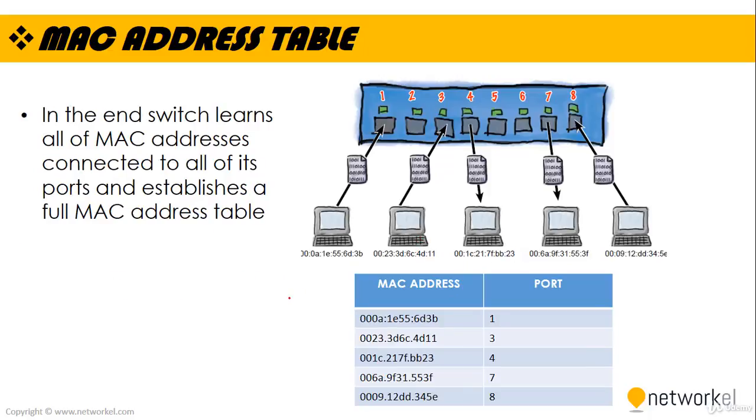In the end of the day, the switch learns all of the MAC addresses connected to all of its ports and establishes a full MAC address table, as you can see in here. It says that on my first port I have this MAC address, on my third port I have this MAC address, on my fourth this, seventh this, and eighth this. From now on, if this PC5 wants to communicate with PC1, the frame is directly forwarded to PC1.